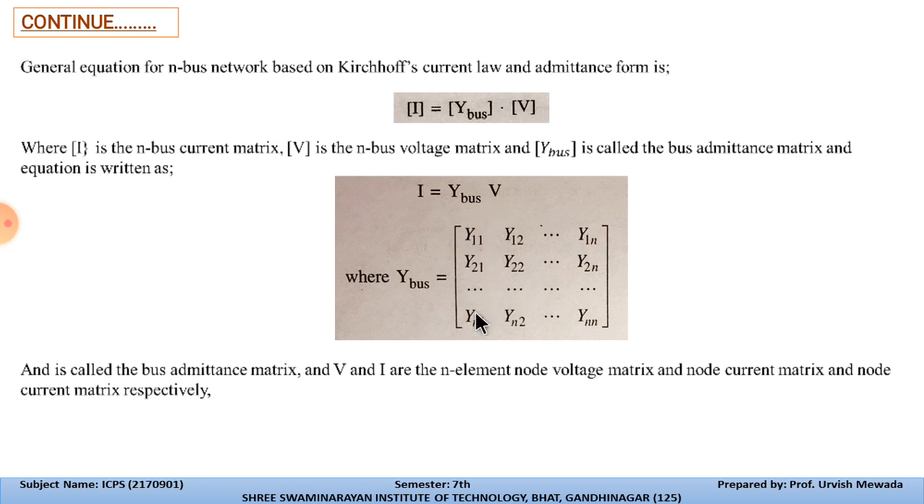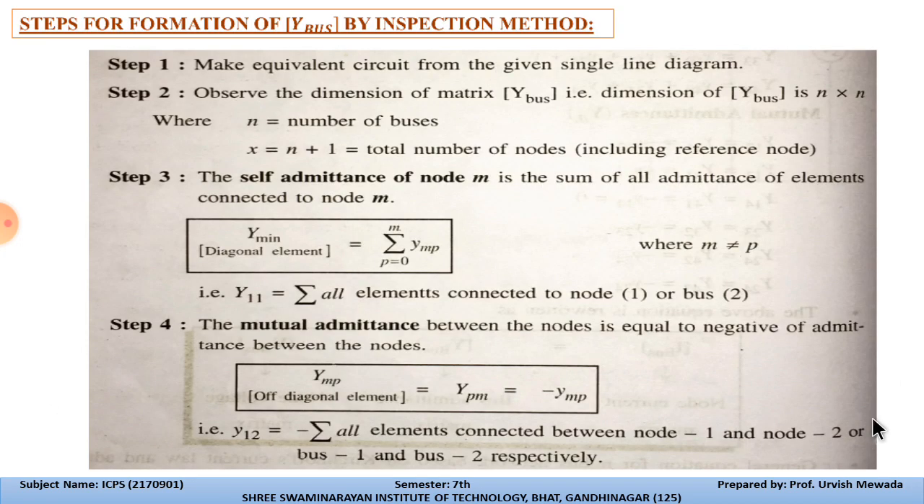So similarly we can write the equations y21, y22 and y2n. So this 1, 2 will become n, so that's why yn1, and this 1, 2 will become n, so this will become ynn. So y11, y22 and ynn are the diagonal elements of the admittance matrix, and it is called the bus admittance matrix, and V and I are the n-element node voltage matrix and node current matrix respectively. This is the subtopic of this theory.